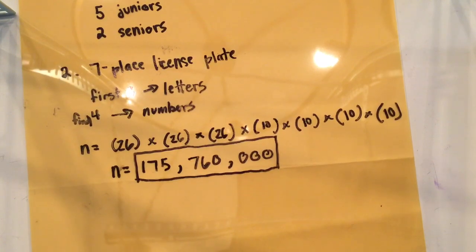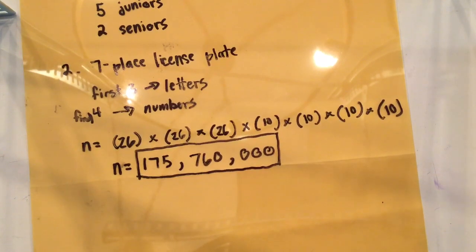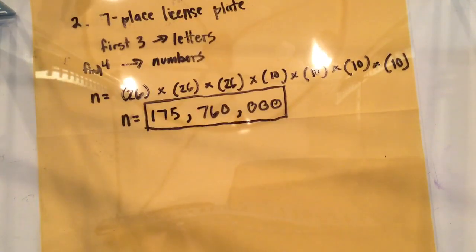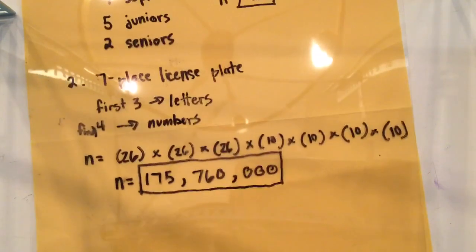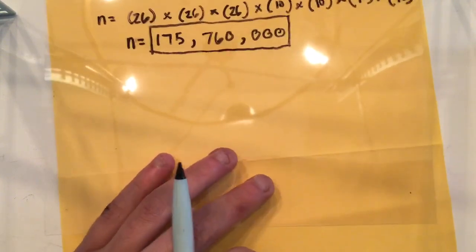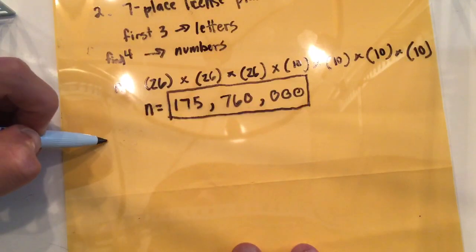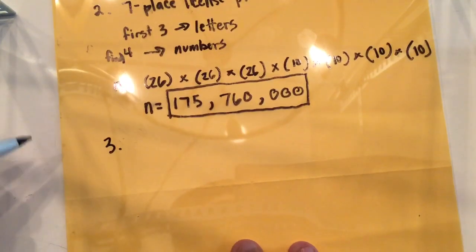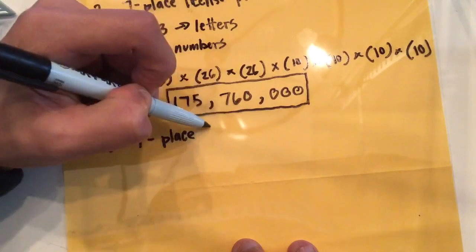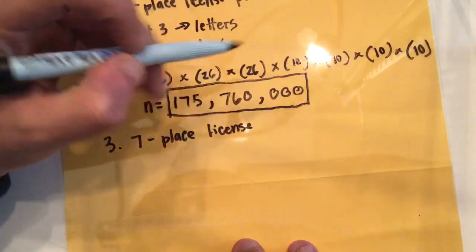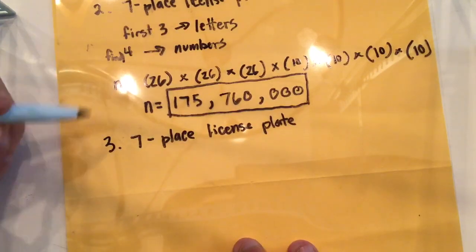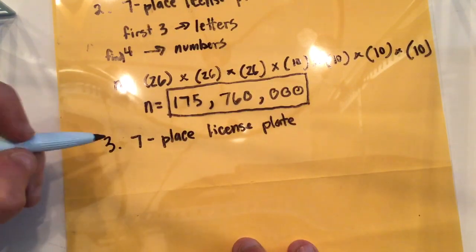Number 3 is pretty much the same question, but now it's telling us that the letters and numbers cannot be repeated. So here, let me get my paper all situated. All right, so number 3 is the same question. 7-place license plate. Again, first 3 are letters, the final 4 are numbers, but this time they cannot be repeated.